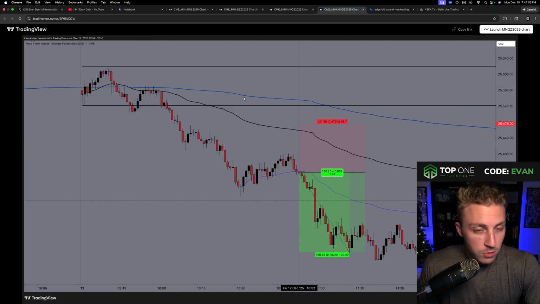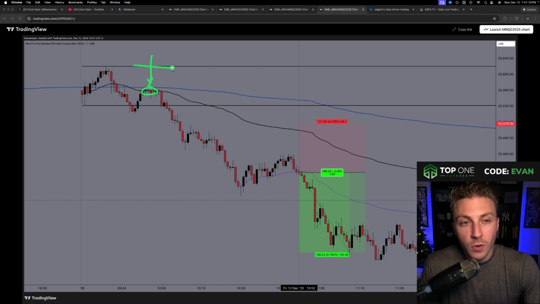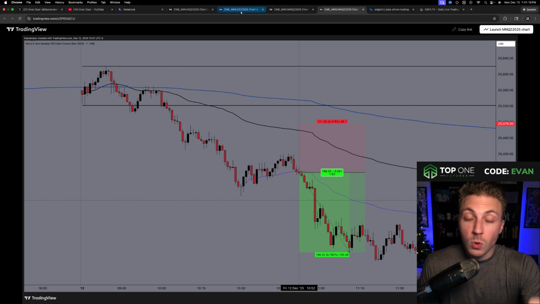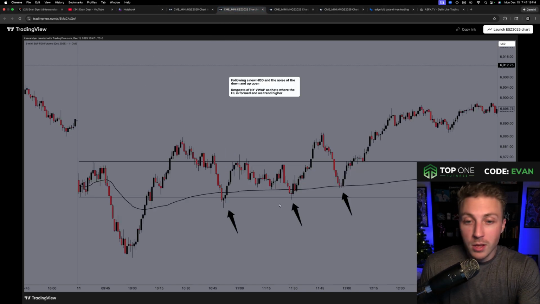This is on the NQ play. We're short back here off of the VWAP, two VWAPs as resistance, great stop loss, right? Makes a strong move away from VWAP. I like my bounces off of the New York VWAP, which is why we're in the original short and why these longs are so good.